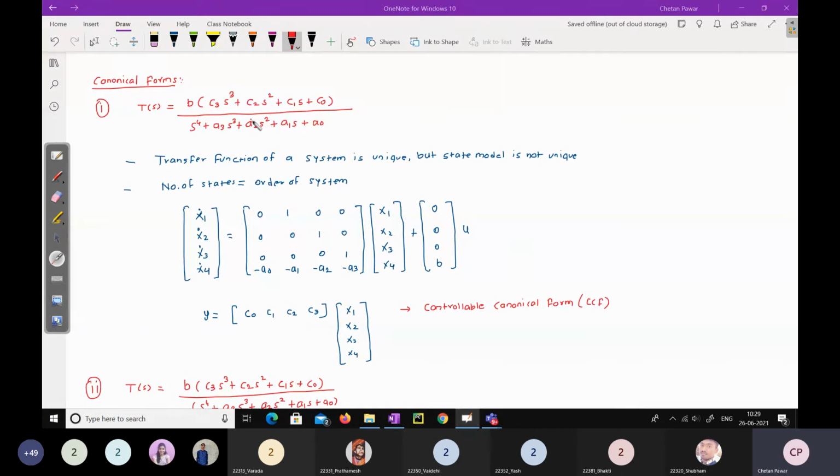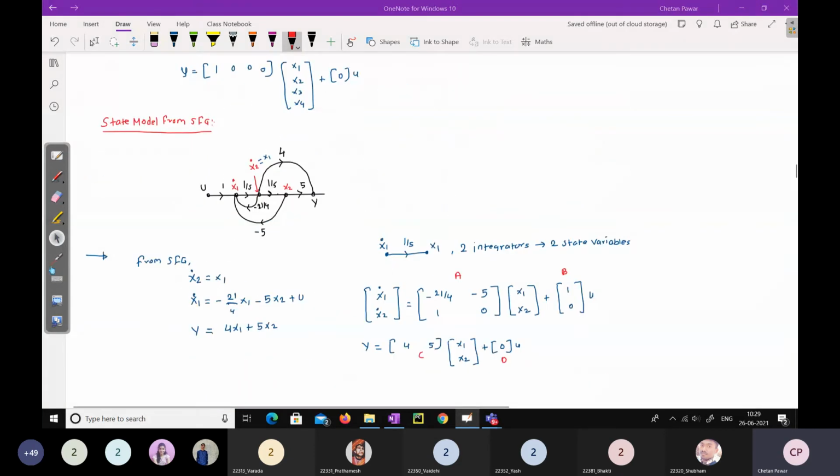One thing I need to mention here, from the previous SFG: the transfer function of the system is unique, but the state model is not unique. Why am I saying that? In this particular SFG, I can take this point as x1 and this point as x2. If I take it like that, my equations will change. My input equation will change, so the A matrix will change. Similarly, the B matrix will change.